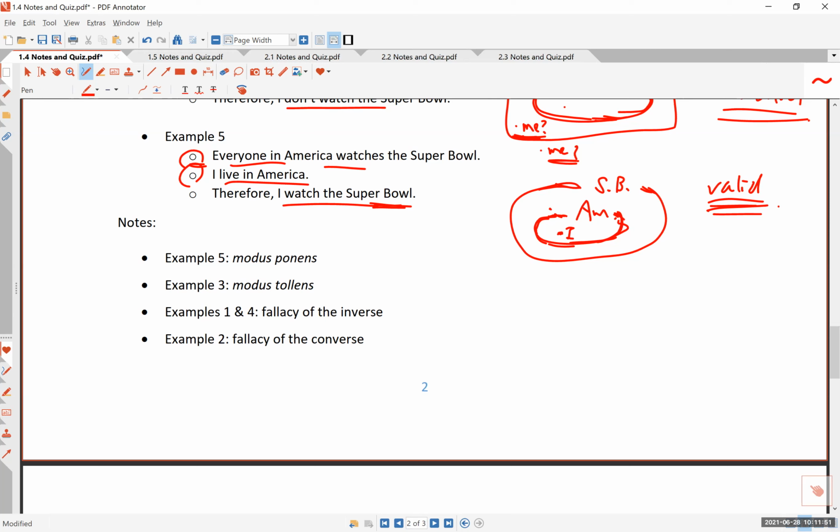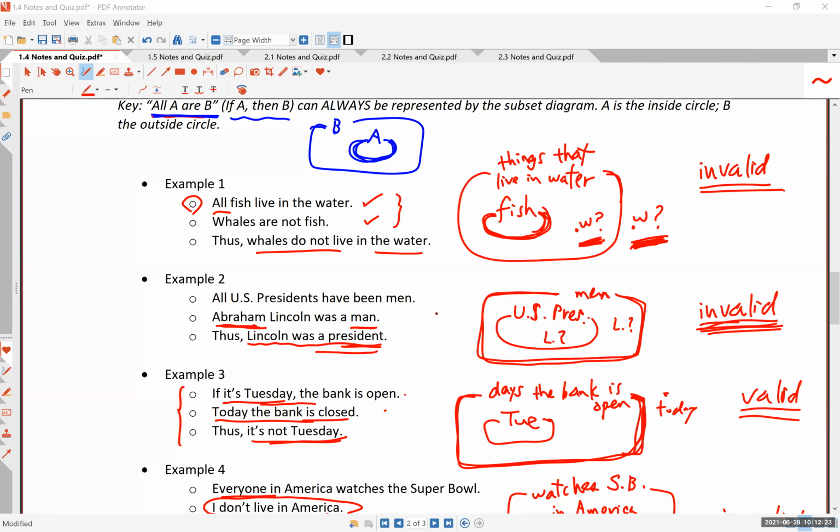Let me give you a little summary of what we have talked about here. Okay, so looking back, example 1 was invalid. Why was it invalid? Because the fact that whales are outside of the inner circle does not mean that the whales must be outside of the outer circle, right? That's what makes this invalid.